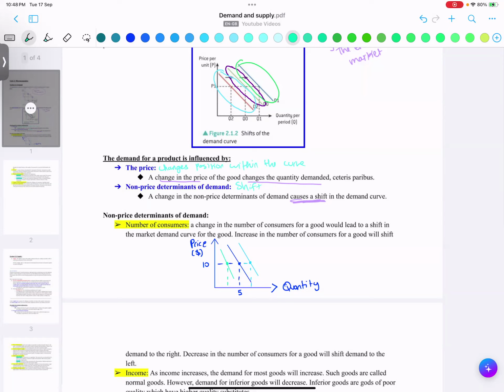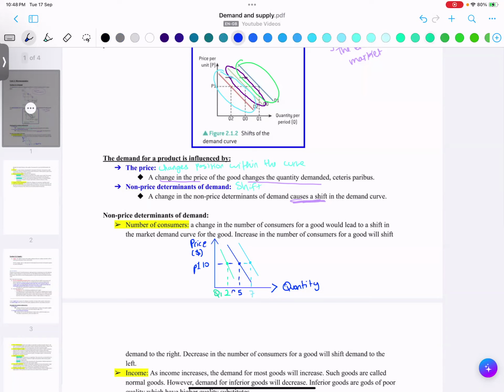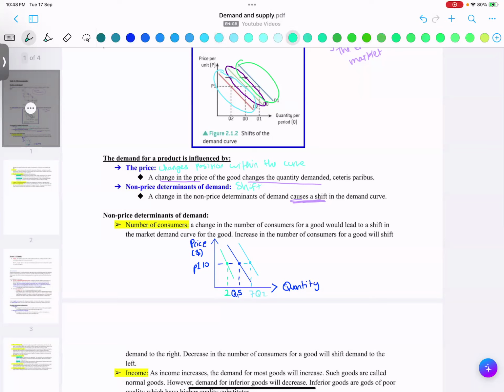So this will happen. So here, let's say it becomes 2. Here it becomes, let's say, 7. Okay. So here you have P1, so that's the price. P1, the price does not change, but you can see all the quantities changing. So you have Q1, sorry, here you have Q2, here you have Q3, let's say. Okay, so this is how it changes.